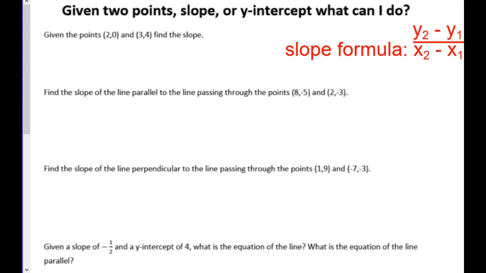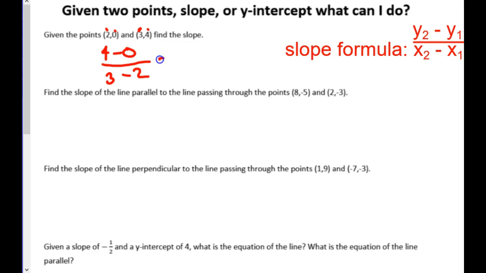So let's do that. In these 2 points, my question to you is, which one of these numbers is y2? What do you think? 4. It's the y value of the second point. So y2 minus y1. So this is how we subtract. 4 minus 0 on top of a fraction. What's x2 going to be? 3 minus 2. Okay? You got to be consistent when you subtract. Same order. Okay? So 4 minus 0 on top.